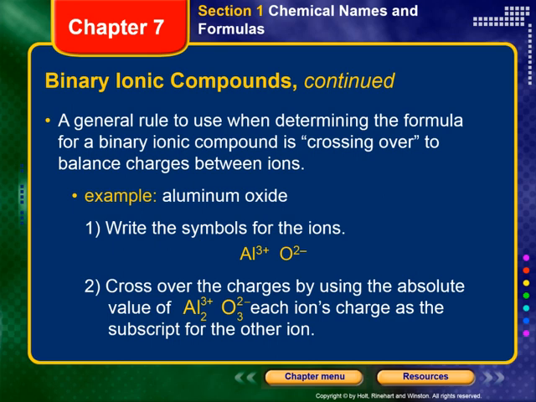We cross over the charges by using the absolute value of these 2 ions, each ion's charge as the subscript for the other ion. Now, remember, absolute value just means no matter what the sign of the original value is, it's just a positive. And so I take the 2- charge on the oxide, and I make that the subscript on aluminum. And I take the 3+ charge on the aluminum, and I make that a subscript of 3 on the oxide.